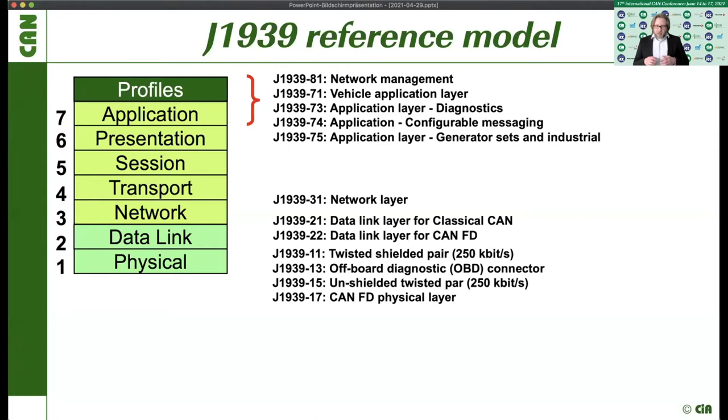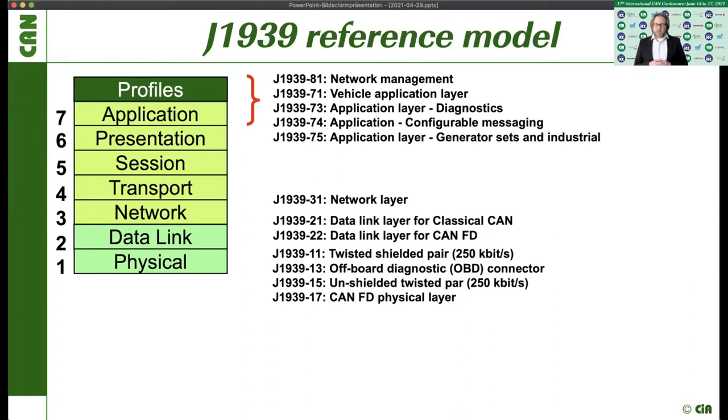So J1939 is not a single standard. It's a bunch of standards with many different parts. And each of those parts takes care of those different layers of the OSI reference model. So we have the J1939-10 standards, which are all related to the physical connection. We have the 20-ish standards, which deal with the data link layer, which is 21 for original CAN and 22 for CAN FD.